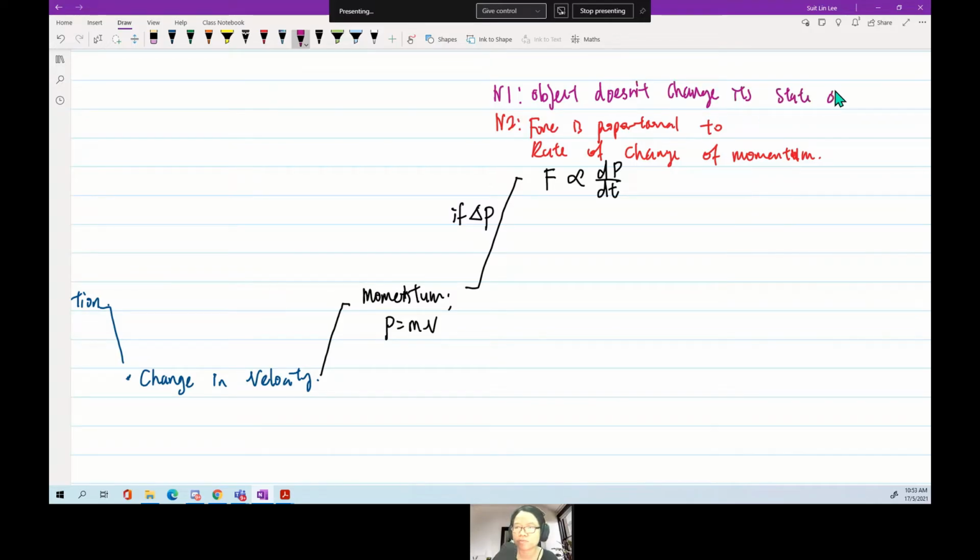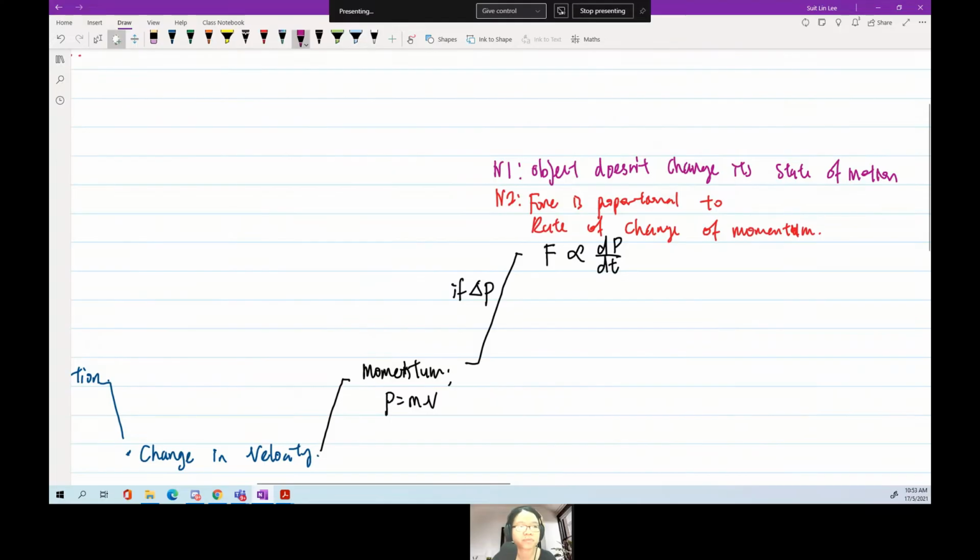Its state of motion, unless it's acted on by an external force. Your brain actually knows this one, just like your brain also knows kinematics when you play basketball.